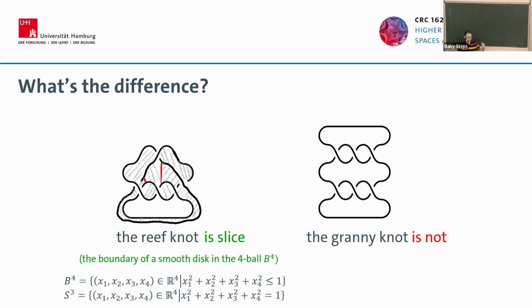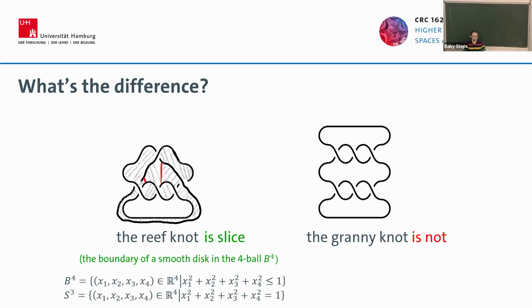This is called a ribbon disk. It's not embedded. It has double points. But here we can use the fourth dimension to come to the rescue. So we have an additional coordinate that we haven't used yet. Okay, so the three sphere sits here at the boundary of this four-dimensional ball. There's some radial coordinate, and so far I've just worked in constant radial coordinate. So what we can do is we can slightly push part of the surface that we've drawn here in the interior of the four ball to resolve the intersection.